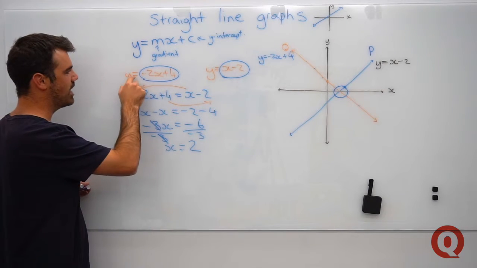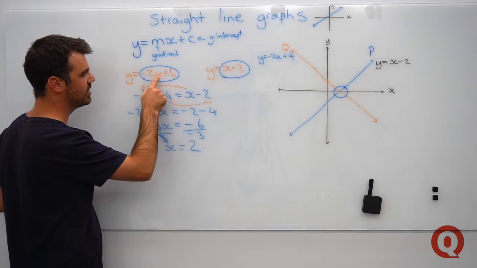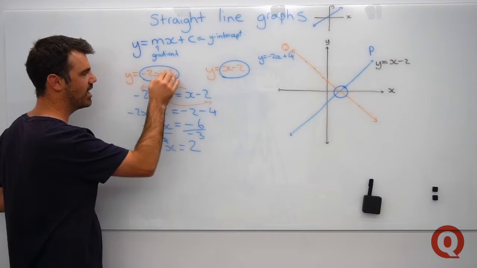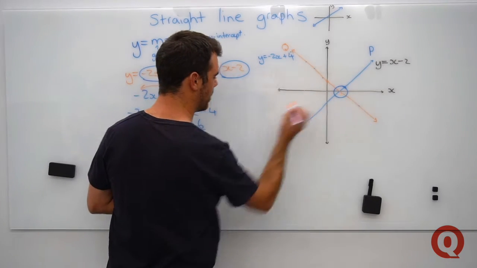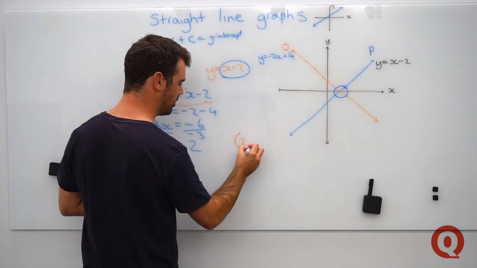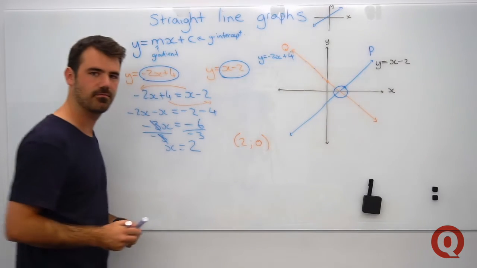What about this one? y is equal to negative 2 times 2. What does that give us? Negative 4. Plus 4, 0. So the coordinates of this point here are going to be x is 2, y is 0.